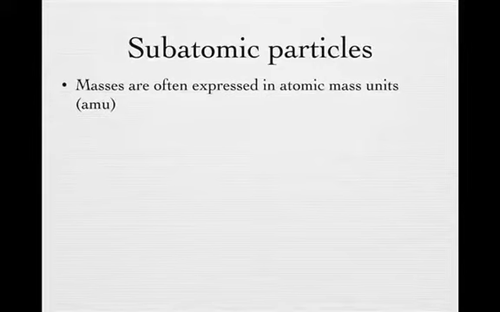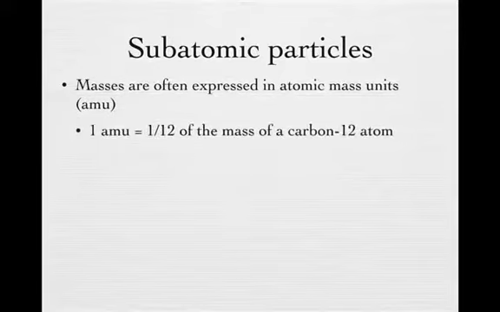Now, when we're looking at subatomic particles, we don't always measure their masses in grams or kilograms because those are really tiny, tiny numbers. So we generally express the masses of subatomic particles in things called atomic mass units, or AMUs. And an AMU is defined as 1/12 of the mass of a carbon-12 atom. And so that's an isotope of carbon. We haven't talked about isotopes yet.